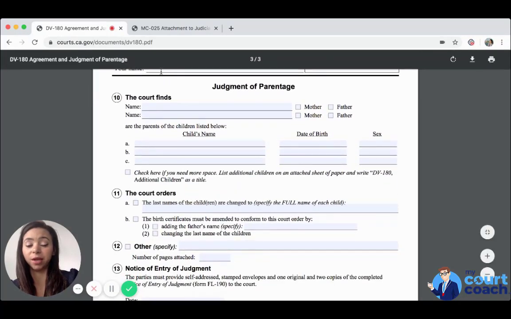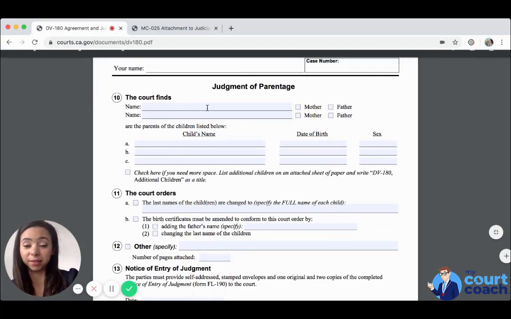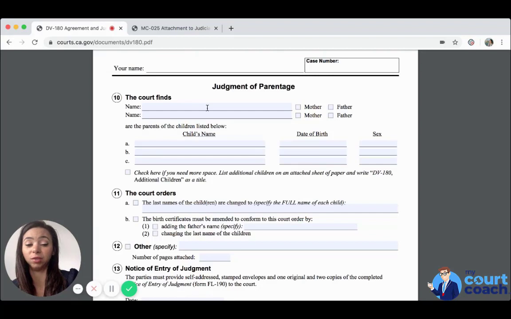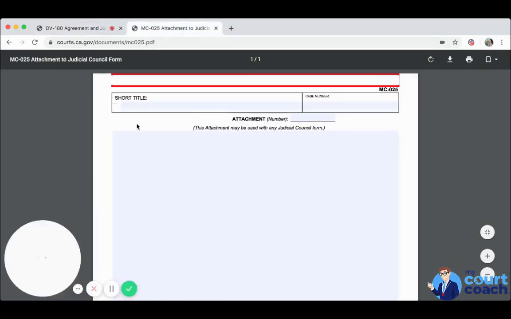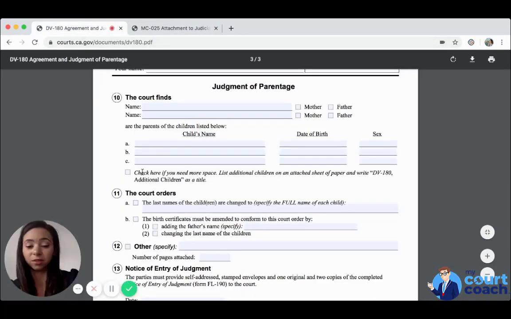And then you need to write your name up here. And then the judgment of parentage. So now the court's going to find you to be the father, mother, whoever's names need to go here. But as long as there's a mother and a father, the parents of the children, their names are going to be listed here. And if there's more children, please make sure you use this MC-025 to add that to the orders.